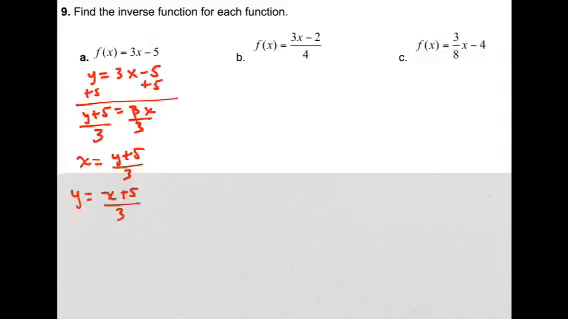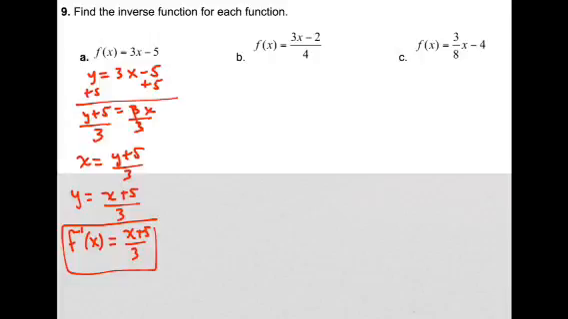And finally, the fourth step is change the y to function notation. So it's the inverse, so it's f inverse of x equals x plus 5 over 3. And you can keep it as a single fraction like this or separate it. It's up to you.